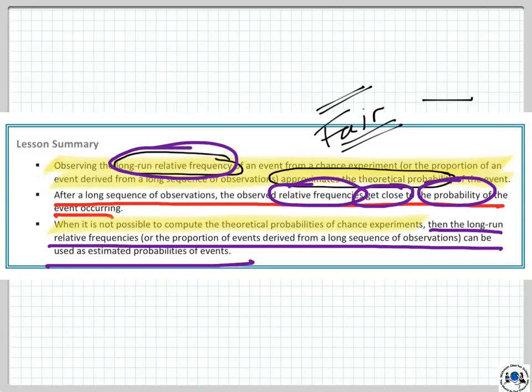When it is not possible to compute the theoretical probabilities of a chance experiment, then the long-run relative frequencies, or the proportion of events derived from a long sequence of observations, can be used to estimate probabilities. So if we have a situation where it's not necessarily fair, which makes it impossible to compute theoretical probabilities, we could use a long sequence of observations to come up with an estimated probability.